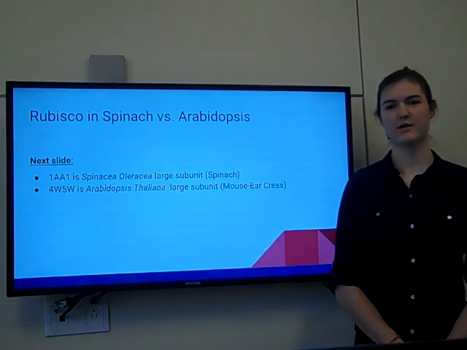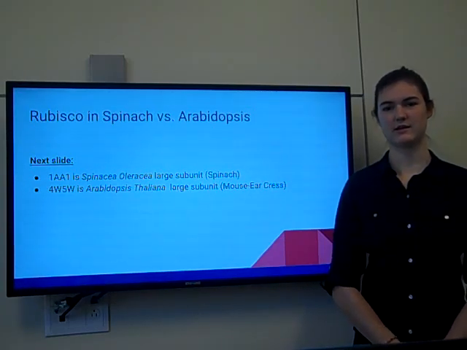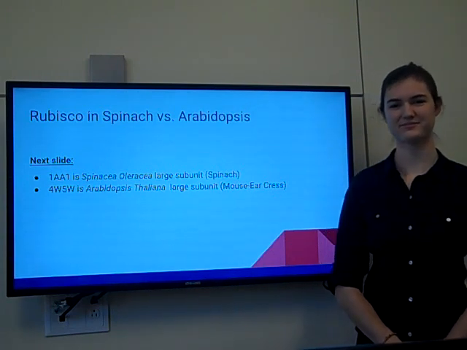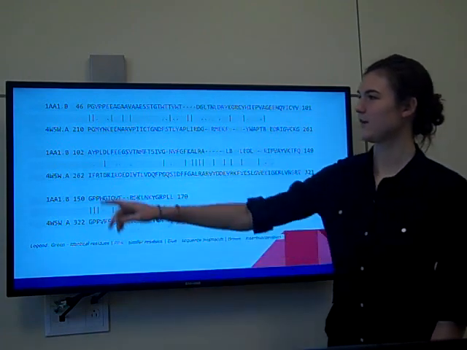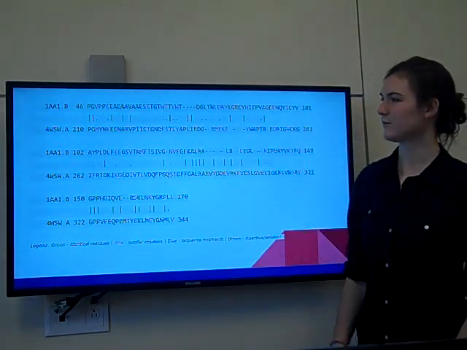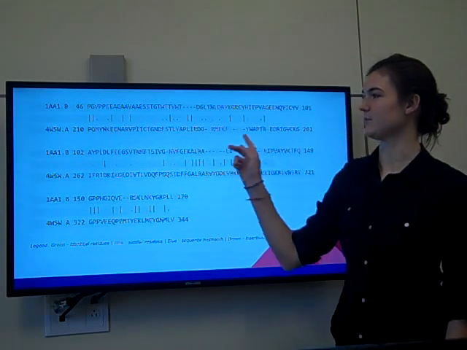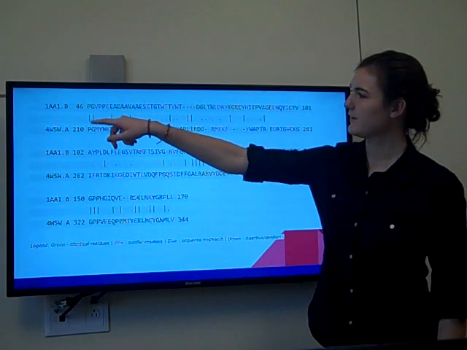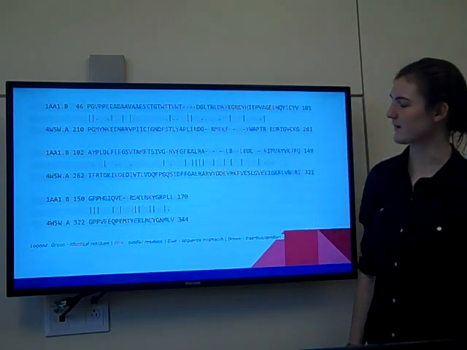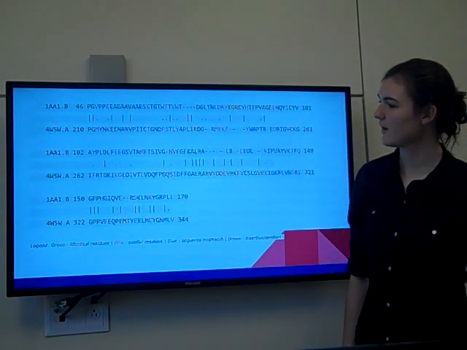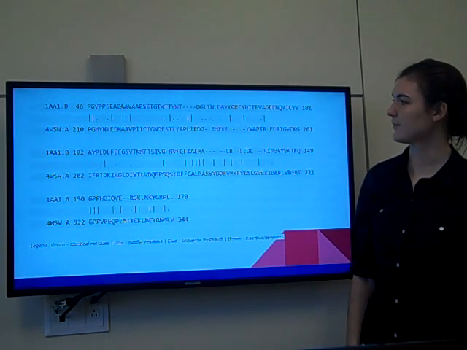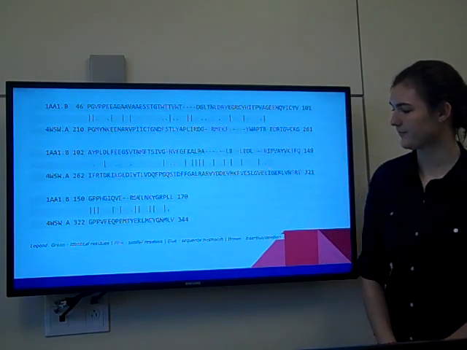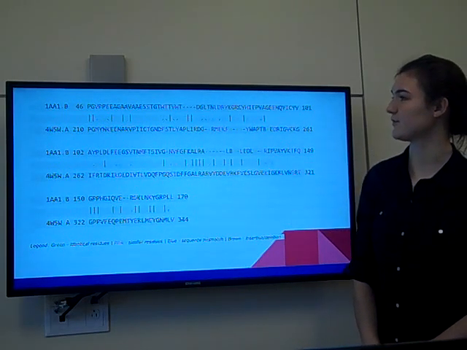Here we compare the sequence for spinach and the sequence for Arabidopsis, which is a kind of watercress. So at the top, the 1AA1 is the sequence for spinach, and 4W5W is the sequence for Arabidopsis. All of these green amino acids are the ones that exactly match between both sequences. The pink ones are similar amino acids. For example, the S and the T play similar roles. And then blue amino acids don't match at all.